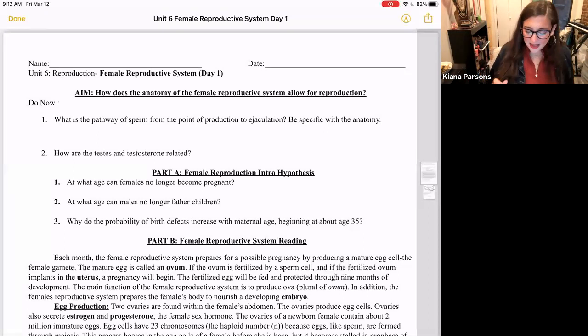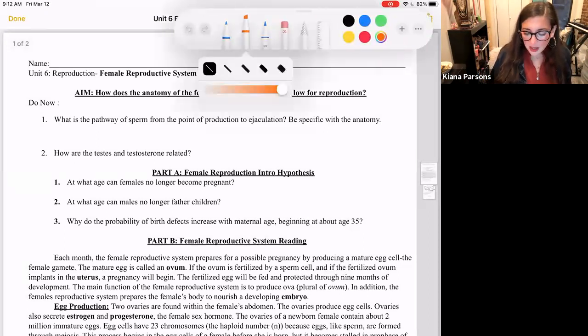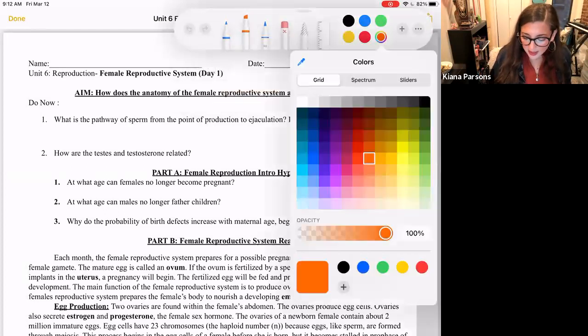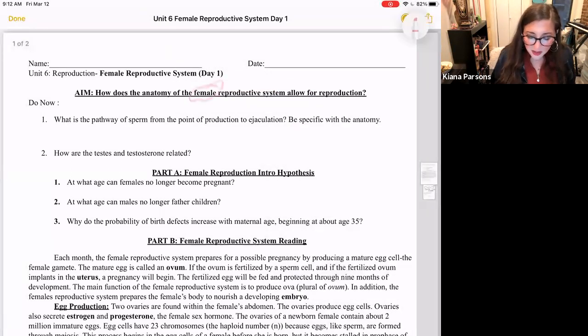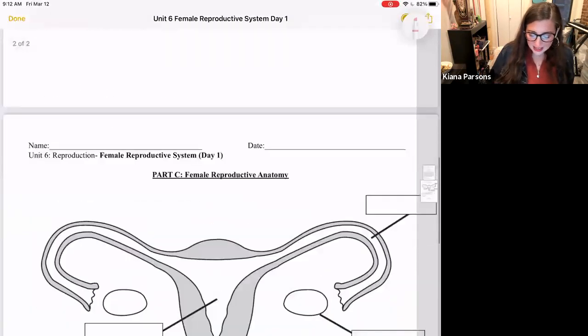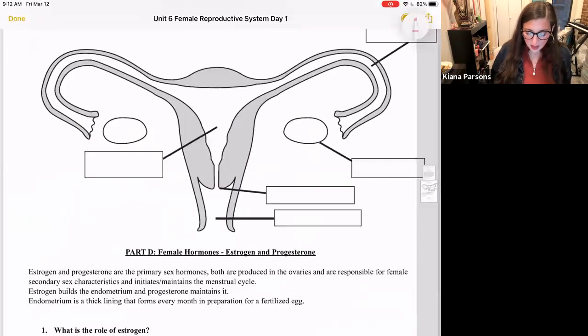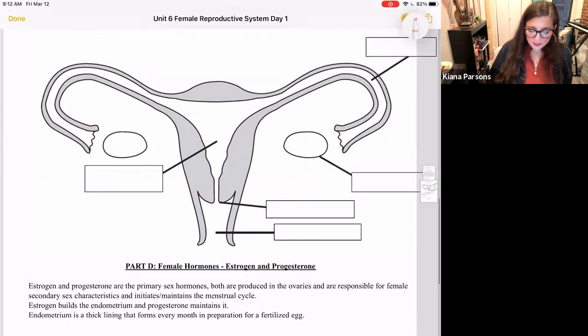How does the anatomy of the female reproductive system allow for reproduction? So this will look a bit like what we did yesterday or last week, I think actually is how the timing works out. But we're looking at how does the female reproductive system anatomy allow for reproduction? So we will be labeling a diagram of female reproductive system anatomy.